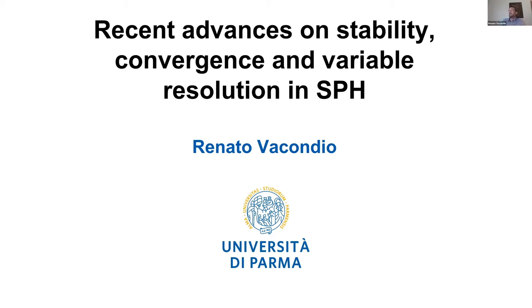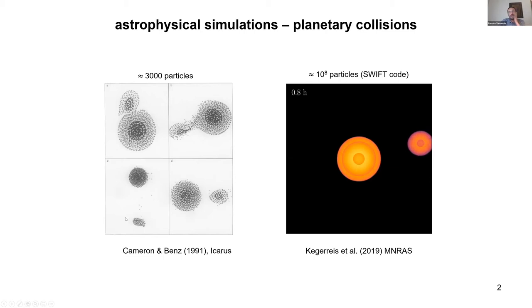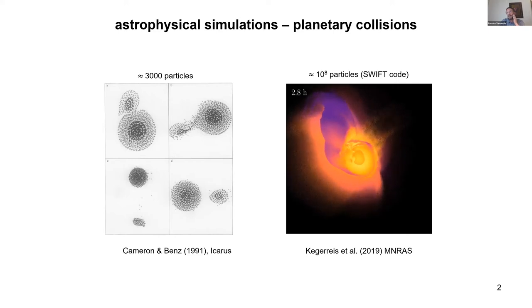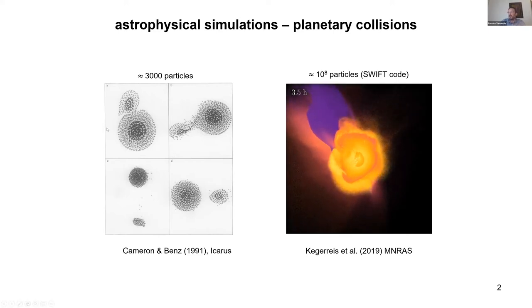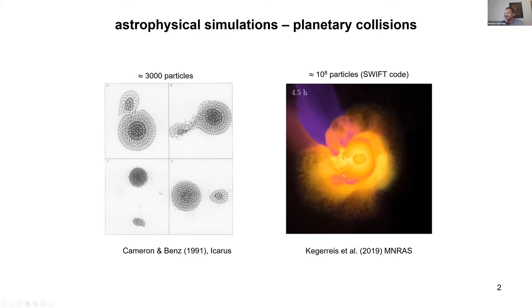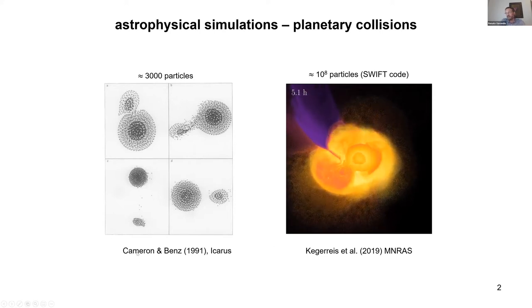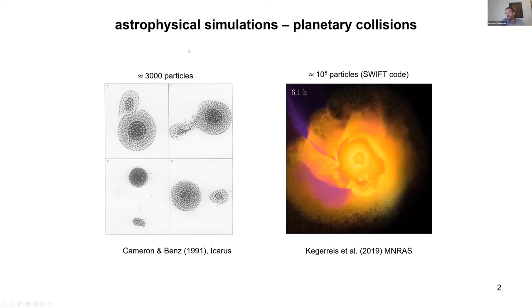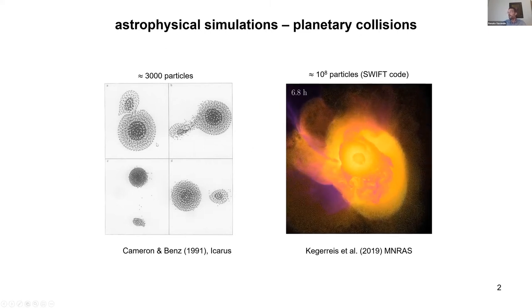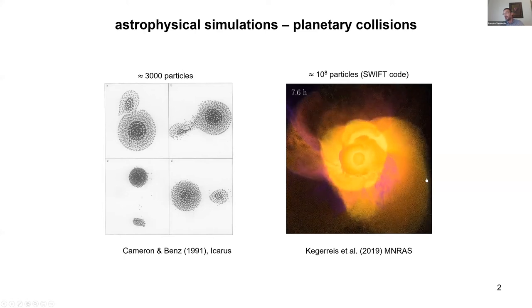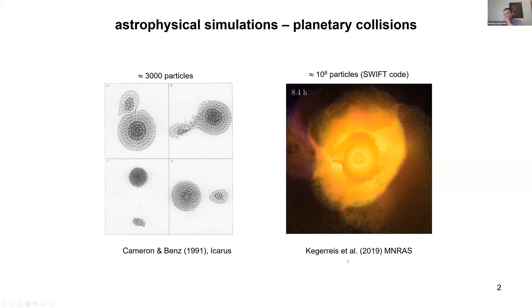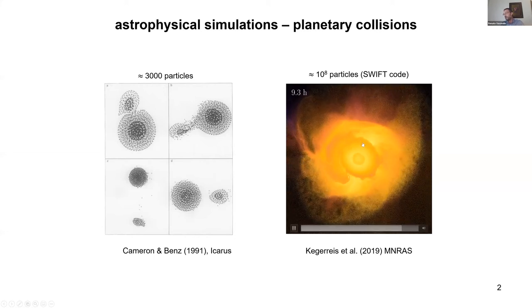So yes, that's the title of my talk. I would like to speak about recent advances on stability, convergence, and variable resolution in SPH. Just to give you a rough idea of how SPH evolved in the last years, on your left there is a picture from Benz and Cameron's paper in 1991. They were simulating two planets colliding, and the same simulation done a few years ago using the Swift code is reproduced on your right.